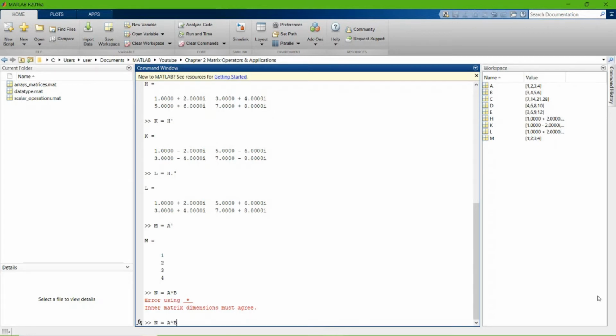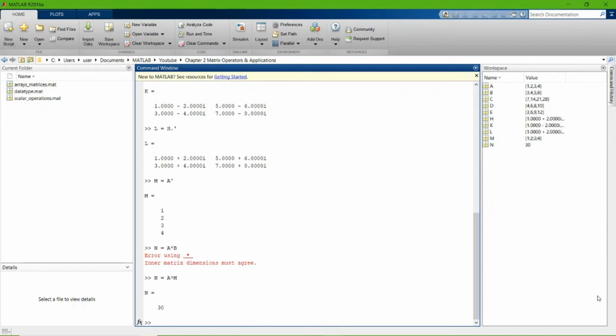Now, if we try to do the same but with M, where the number of columns in A is equal to the number of rows in M, let's see whether it works. Yeah, it's working fine. So in a scalar multiplication, the values are getting summed up. It's a 1 into 4 matrix from A and a 4 into 1 column matrix of M. That's why we got a 1 into 1 matrix with the element 30.